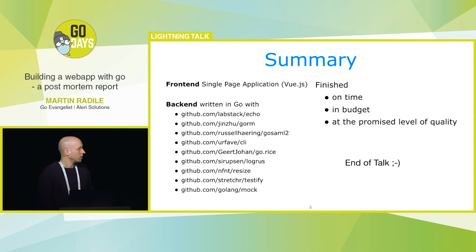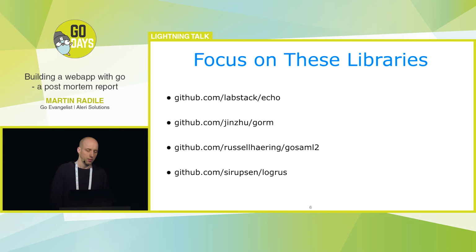Choosing Vue.js, Go, and the listed libraries was a good choice because we finished the project on time, on budget, and at the promised level of quality. So this could be the end of the talk, but I will go a bit more into detail. As I don't have time to talk about all these libraries, I will only talk about the most important ones for this project. These are the web framework Echo, the object relational mapper Gorm, SAML 2, and Logrus.